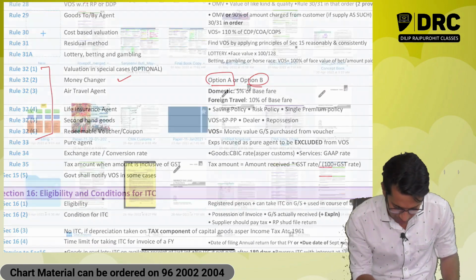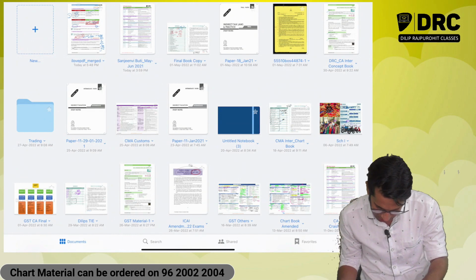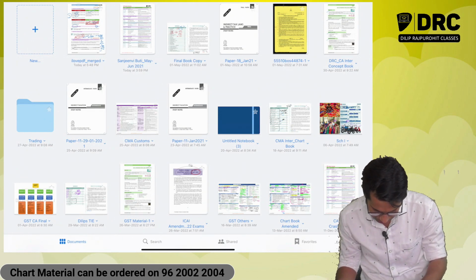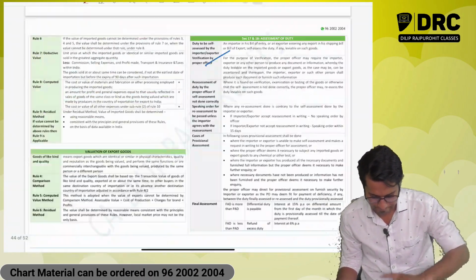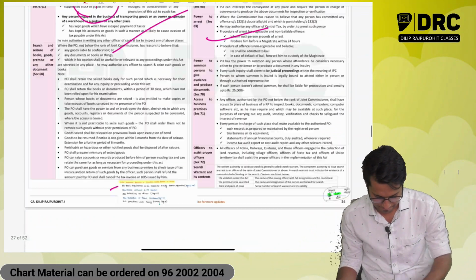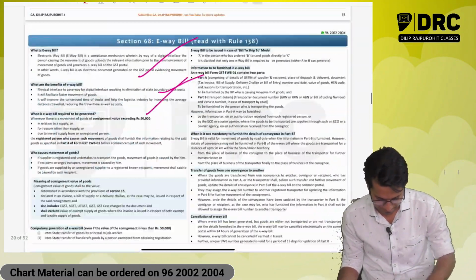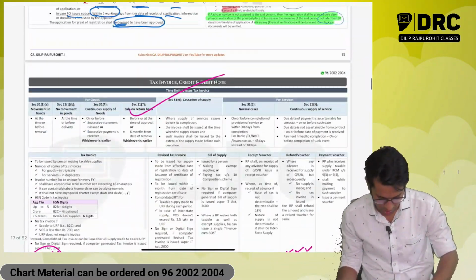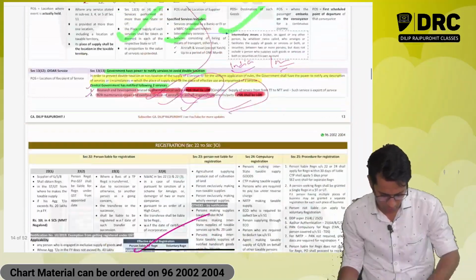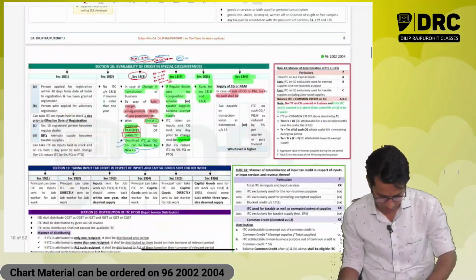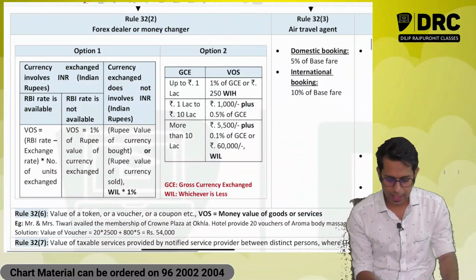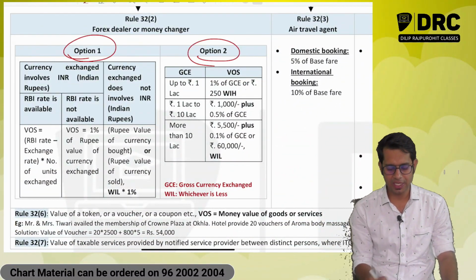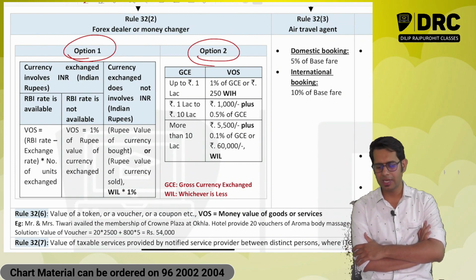Now I'll just open the chart material for quick discussion. Rule number 32. So a forex dealer or a money changer has two options.